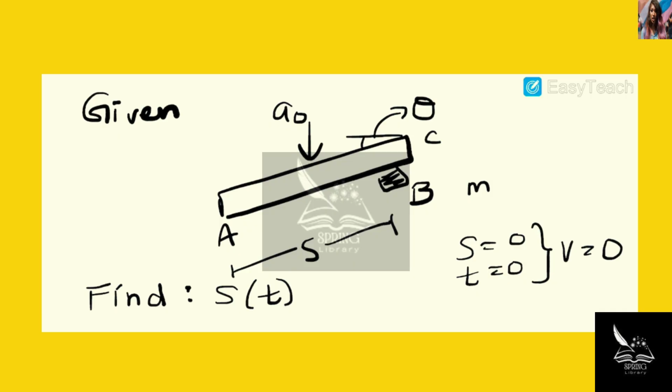The concepts that we're going to be using to solve this problem are Newton's second law, so F equals ma, but also the concepts of relative velocity and relative acceleration. So let's go ahead and get started. What we can do is first use Newton's second law.